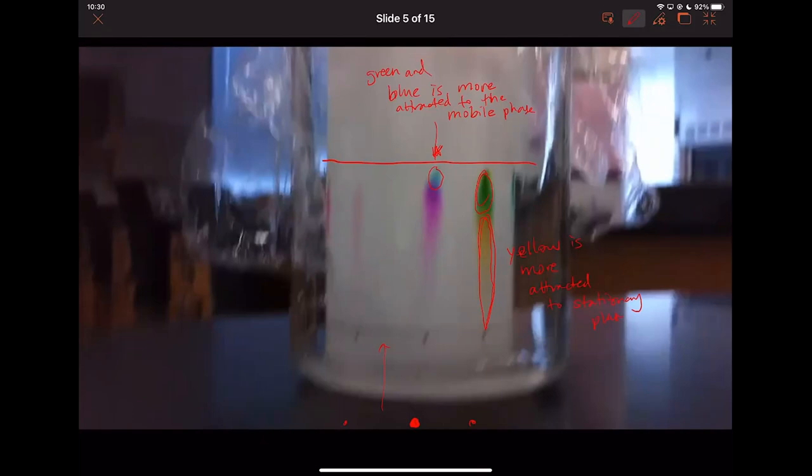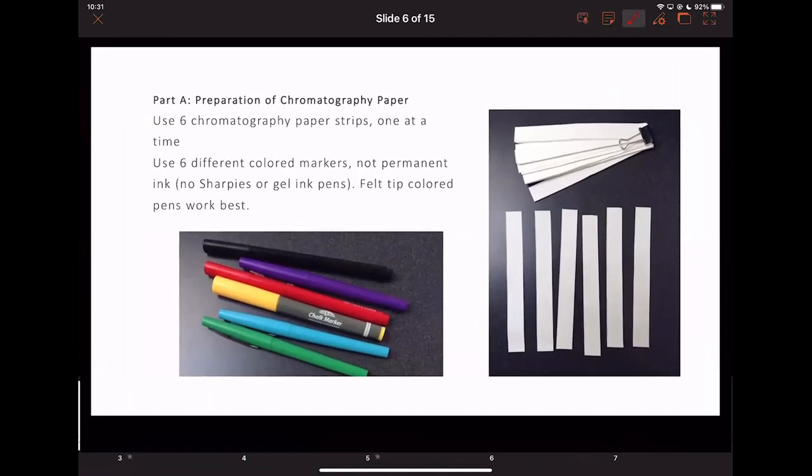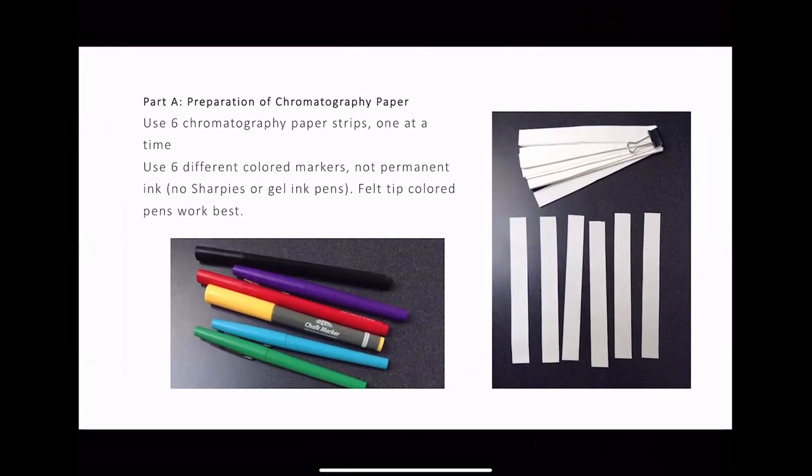So let's take a look at part A. So let's get started on the experiment. So in part A, you have your 6 chromatography paper strips and you can do 6, you can do 8, you can do 50, but you need a minimum of 6 for the experiment. So get your 6 chromatography paper strips, your colored inks, and your ruler. You're also going to need a ruler. I need to add this on here. You need a ruler.